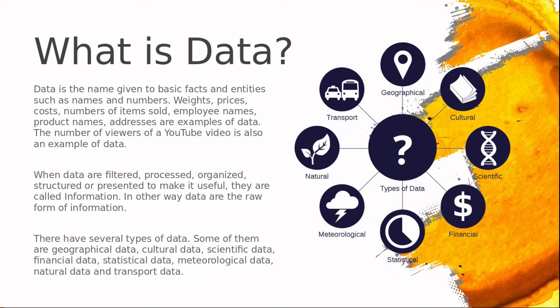When data are filtered, processed, organized, structured, or presented to make it useful, they are called information. In other words, data are the raw form of information.